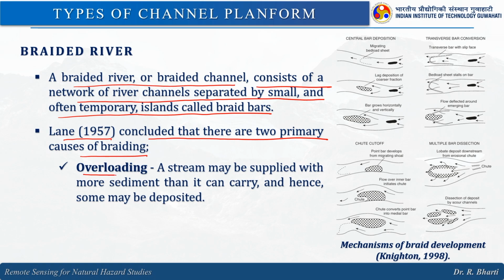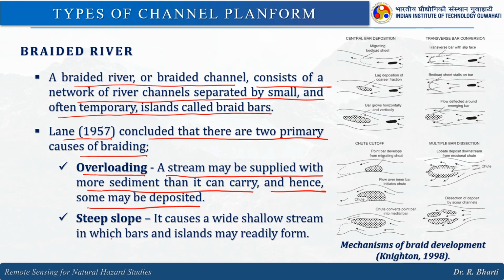So the first one is overloading. A stream may be supplied with more sediment than it can carry and hence some may be deposited. Then steep slope, it causes a wide shallow stream in which bars and islands may readily form. So here you can see the mechanism of braid development, and this is from this particular paper. So mainly the braid bars are generated because of two reasons. The first one is overloading and the second one is steep slope.